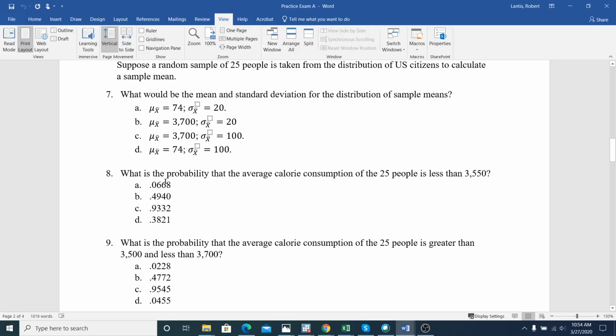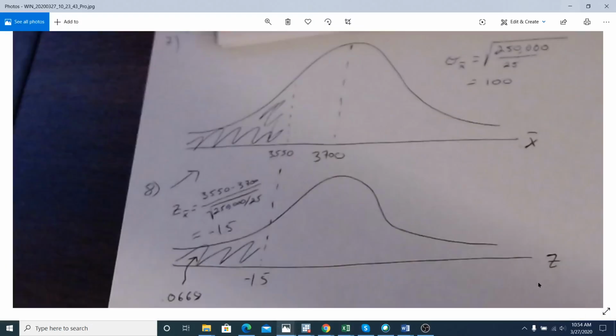So then for 9, it's going to be very similar, but we have a little bit more work to do. We still are interested in certain values of the sample mean, but now the probability that it's greater than 3,500 and less than 3,700. So I go ahead and draw this out.